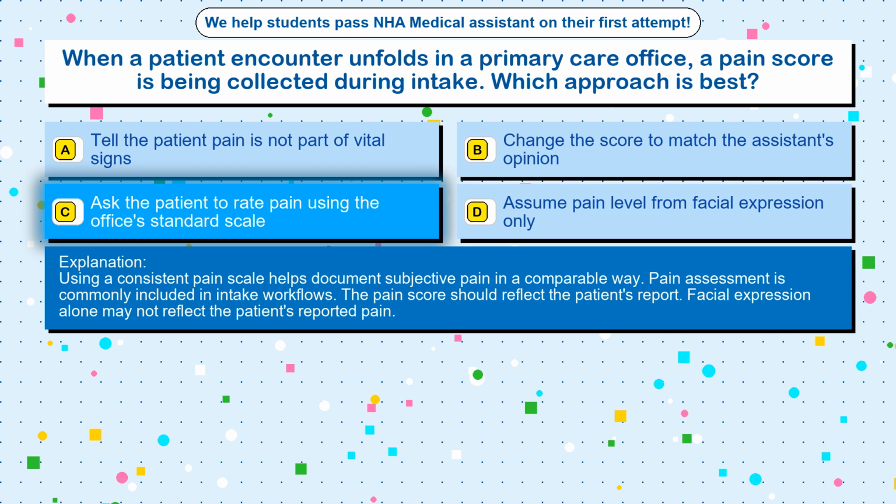Using a consistent pain scale helps document subjective pain in a comparable way. Pain assessment is commonly included in intake workflows. The pain score should reflect the patient's report. Facial expression alone may not reflect the patient's reported pain.